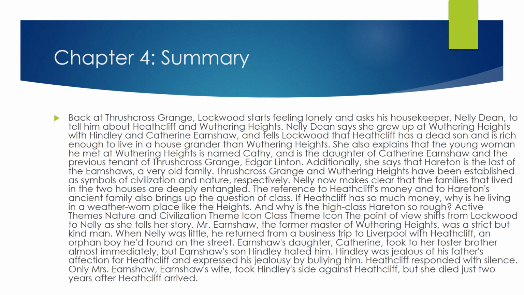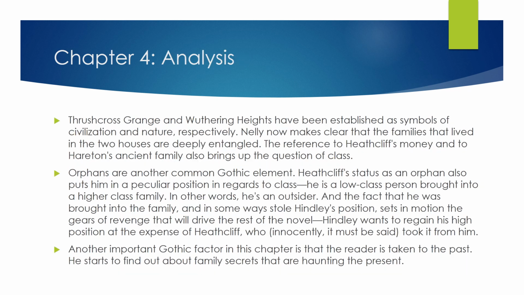This is the beginning of Heathcliff. He came out of nowhere. He appeared out of the blue. Let's move on to the analysis, to some Gothic analysis of chapter 4. We have Thrushcross Grange and Wuthering Heights have been established as symbols of civilization and nature, respectively. Nellie now makes clear that the families that live in the two houses are deeply entangled. The reference to Heathcliff's money and to Harrington's ancient family also brings up the question of class.